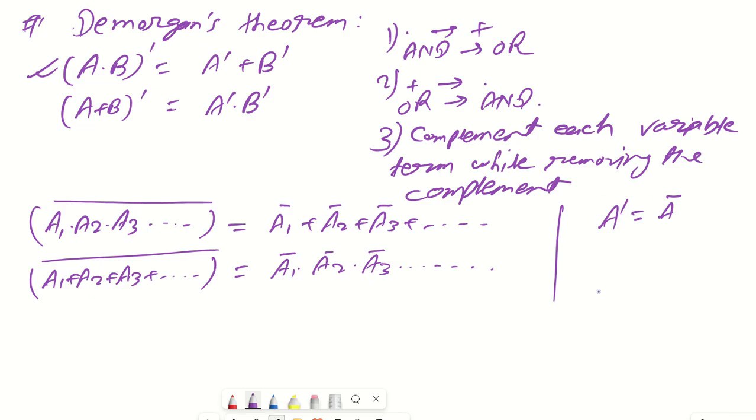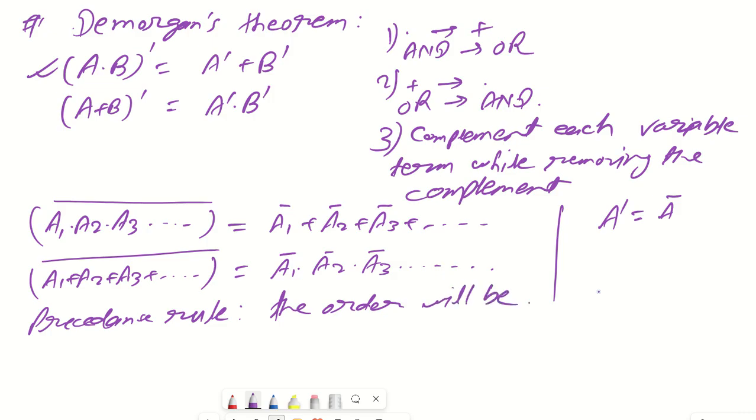Now there is something called the precedence rule. Precedence rule means which operation we should do first. In the precedence rule, the priority order is: first the bracket will be solved, then you have the AND operation, and then the OR operation. This is the priority order that you must follow while solving any question in digital logic design.